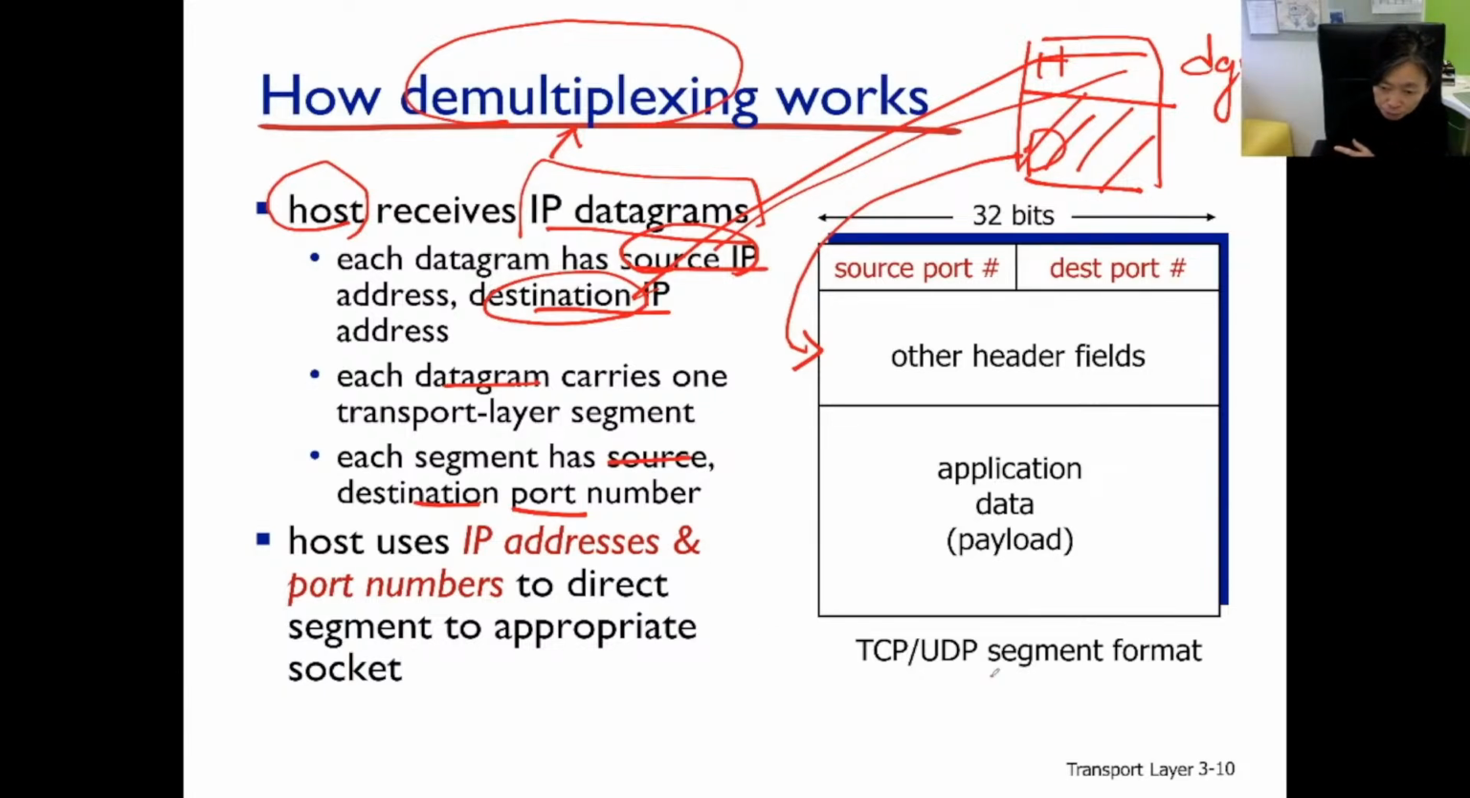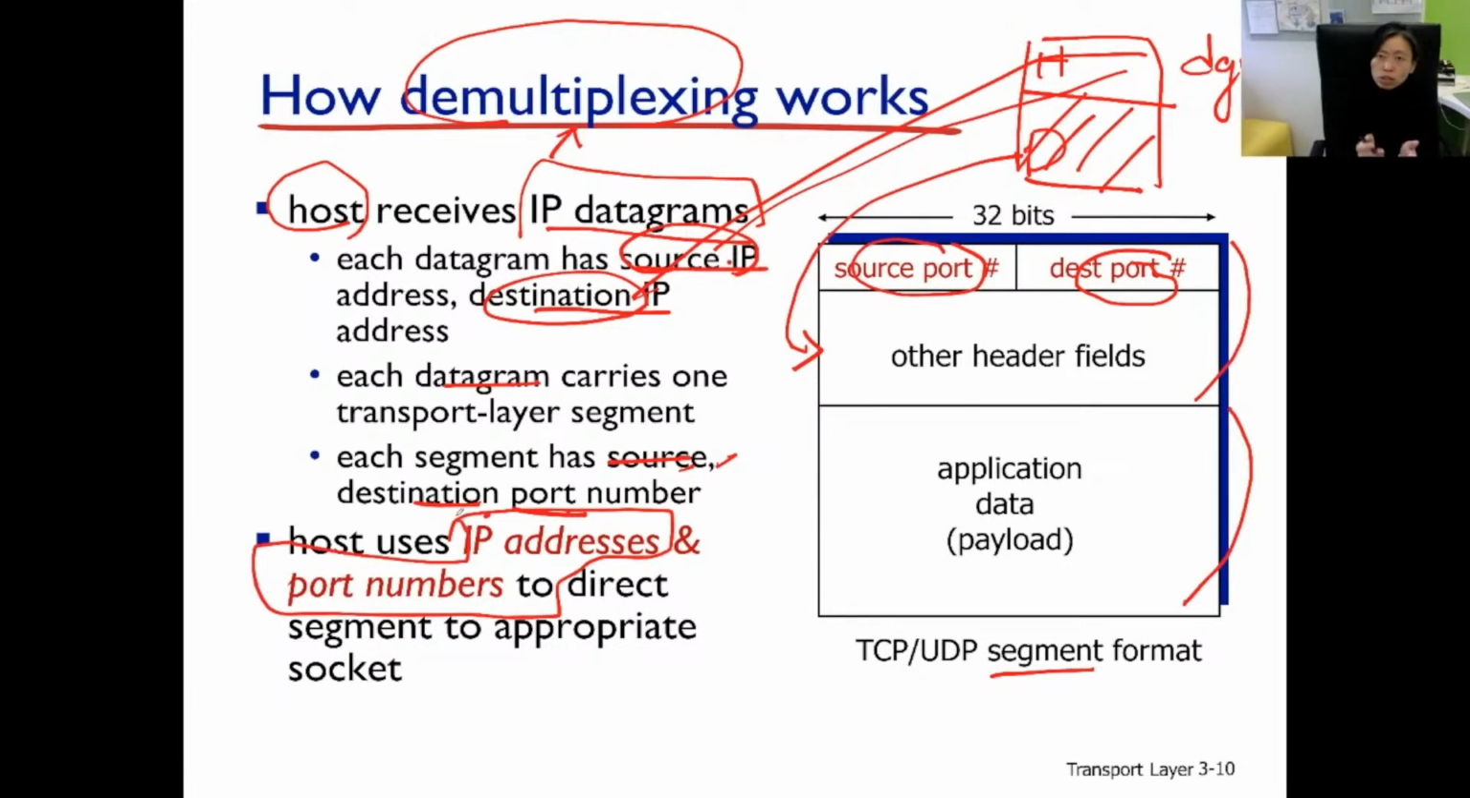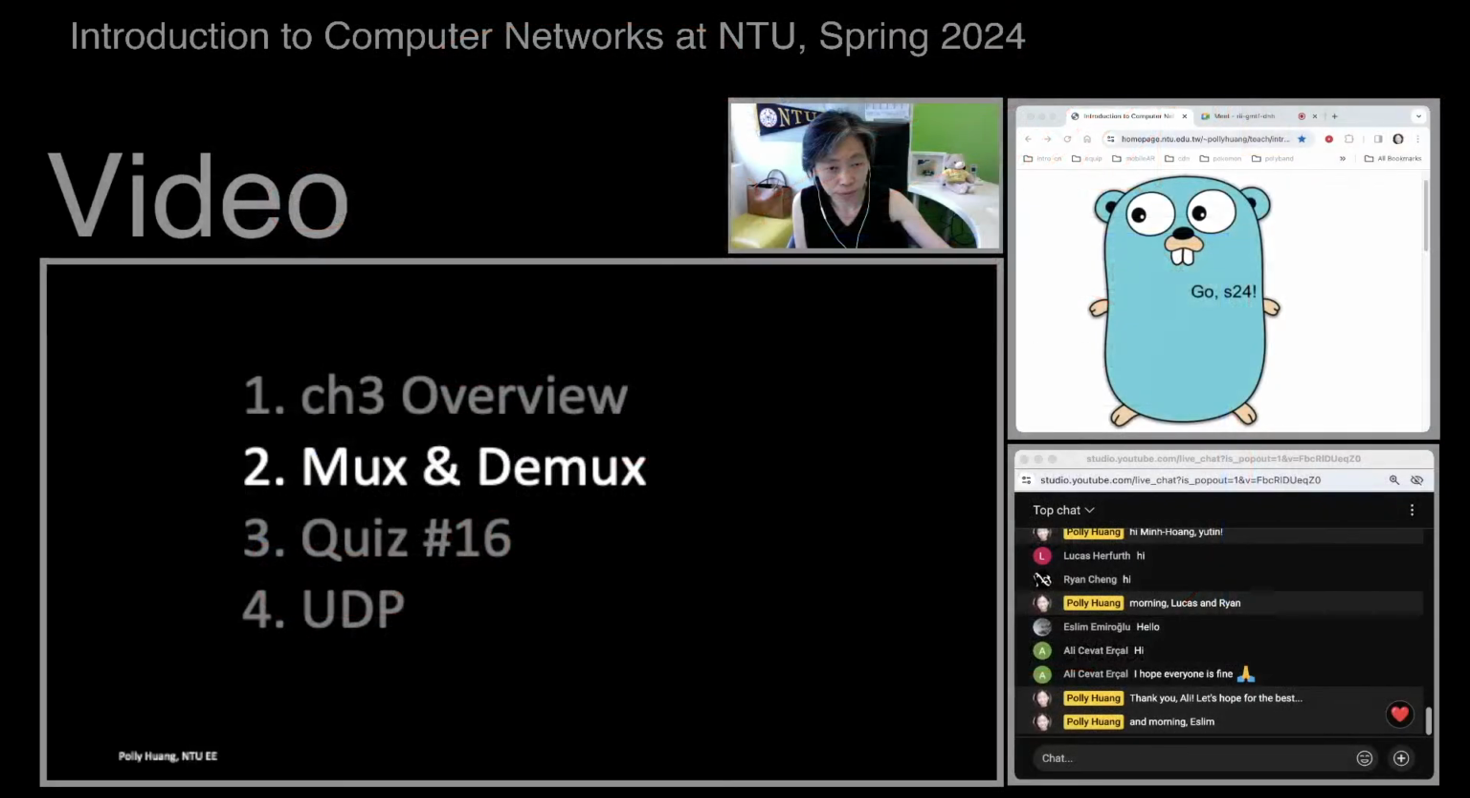It's a segment. Similar to a datagram, a segment is also composed of two parts, the header and the data part. The segment's header contains the source and destination port numbers. So the source and destination IP, together with the source and destination port numbers, are the information that allows the transport layer service, the receiver side, to do demultiplexing. Okay, I hope this is clear.